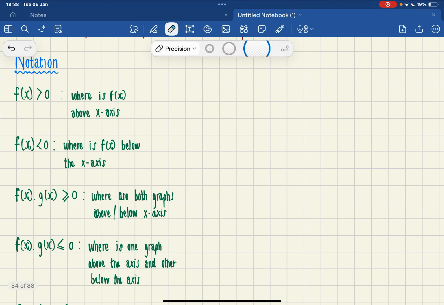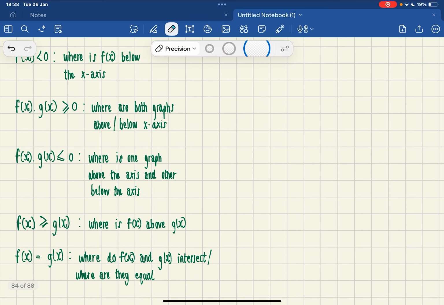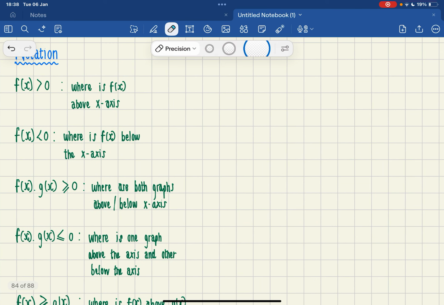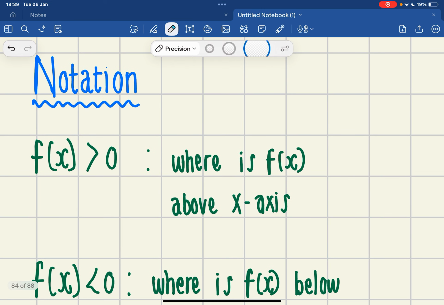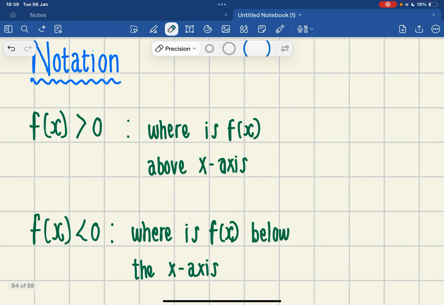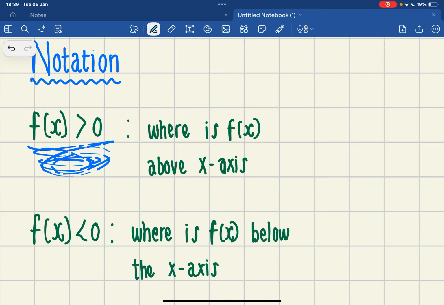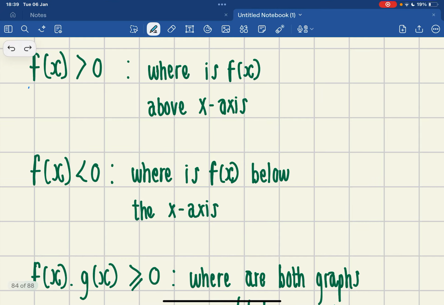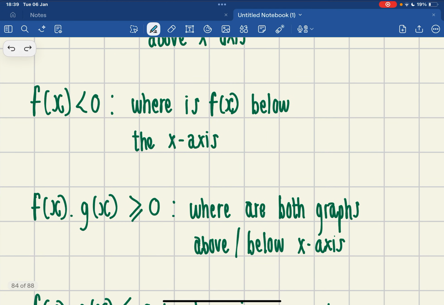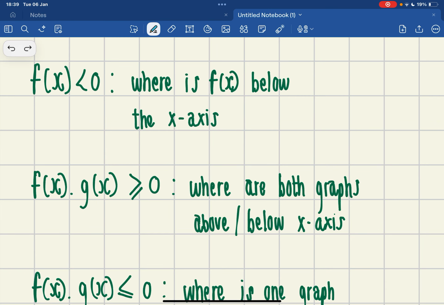Now, notation. These are the types of questions that most of you lose marks in because you tend to fear or have a lot of anxiety when you see an inequality sign. Now, when f of x is more than 0, or equal to 0 or more than 0, what they mean is for which values of x is this graph above the x-axis. And when f of x is less than 0, it means for which values of x is this graph below the x-axis, boys and girls?